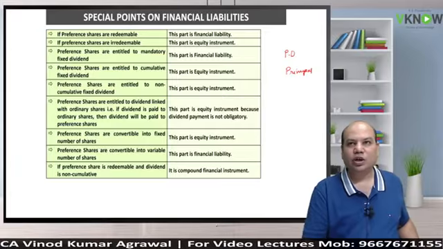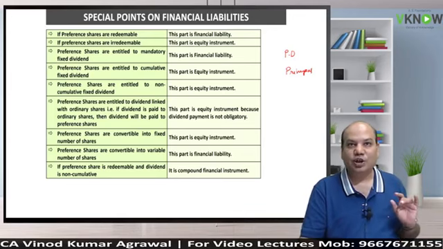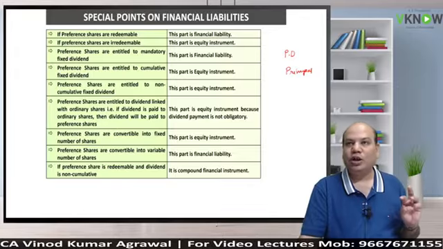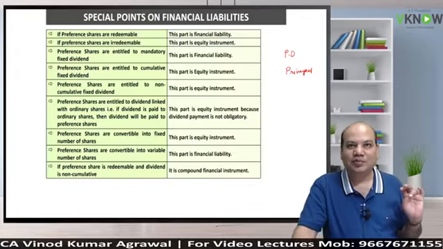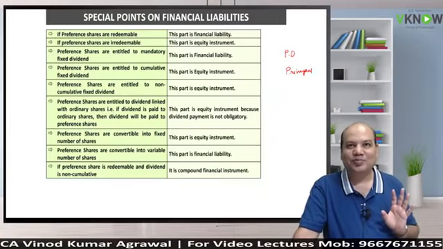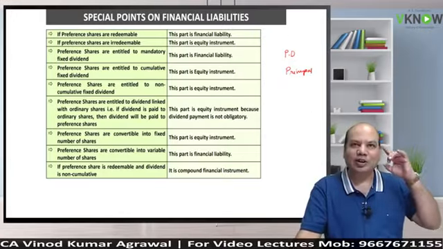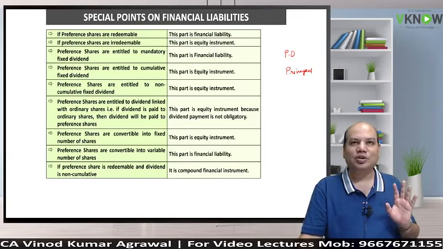And I will tell you something simple. If there is an obligation to pay both, which cannot be avoided, then what is that? Liability, pure financial liability. If you can avoid one of them, but not the other one, what is this? Compound instrument. If you can avoid both of them, equity. Simple. Now applying that logic, you can answer any question on preference shares.